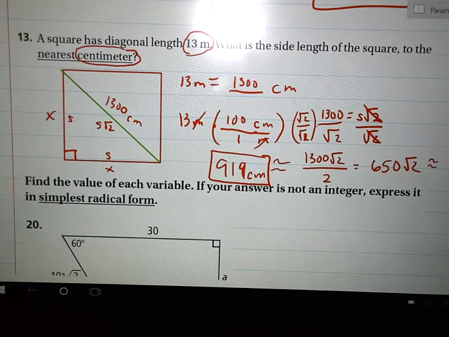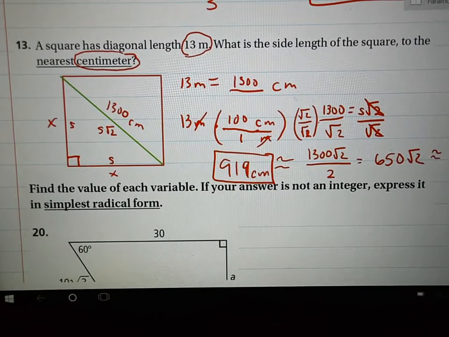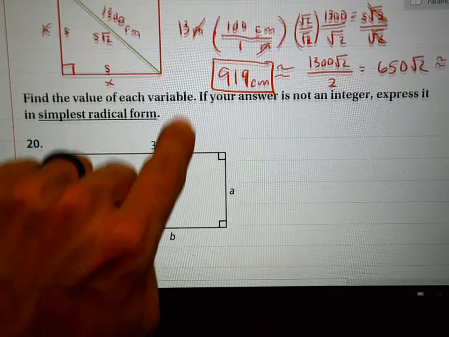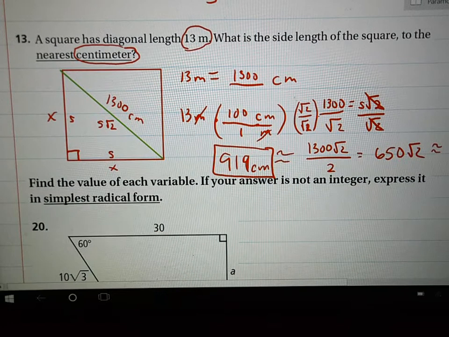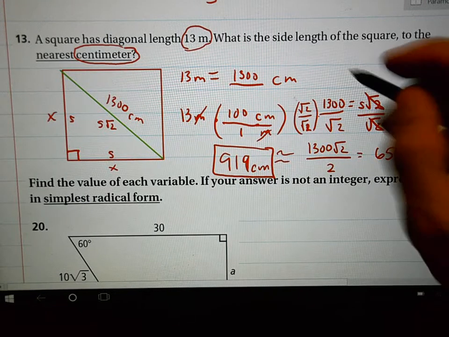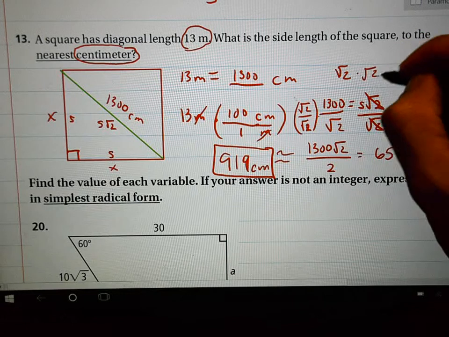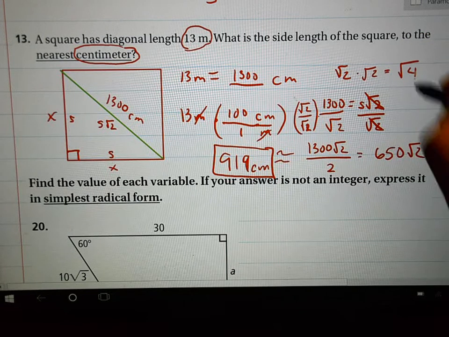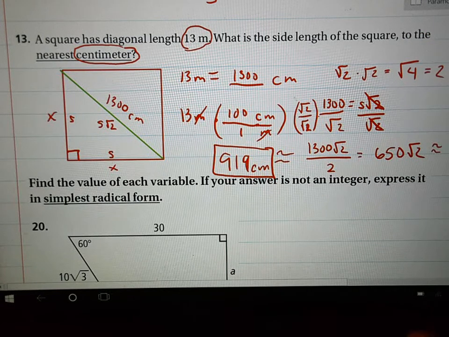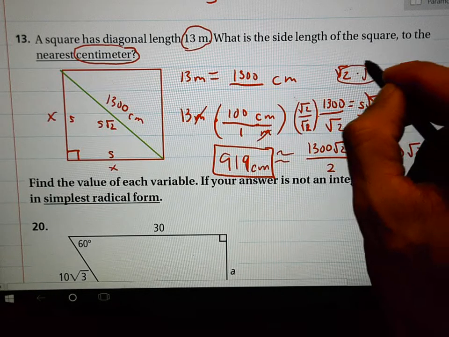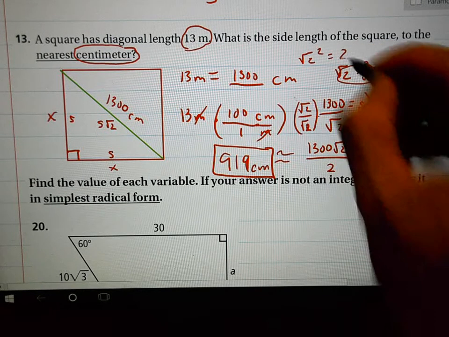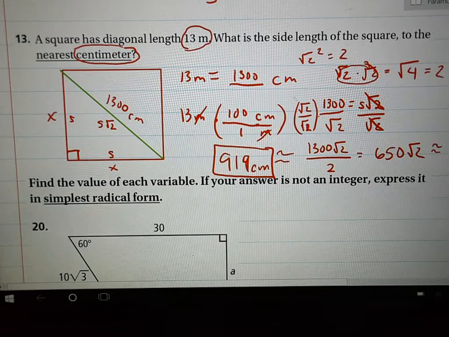So far, so good. Any questions? Tia? Square root 2 over square root 2 isn't it equal to 1? No, it's not. It's equal to square root of 4. And what's the square root of 4? 2. Let's just do that. Square root 2 times square root 2. If there's a pair, they kind of go away. That makes sense? Common misconception.